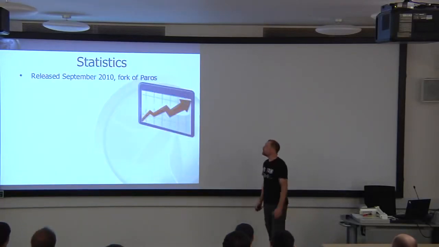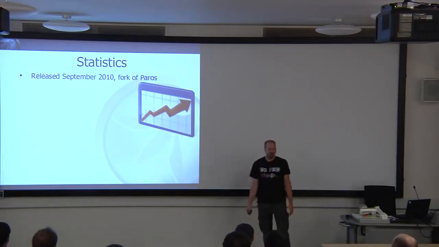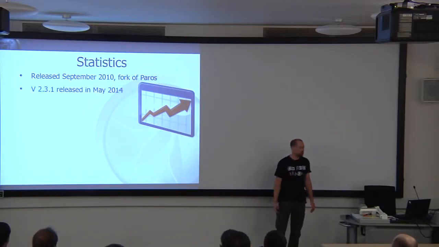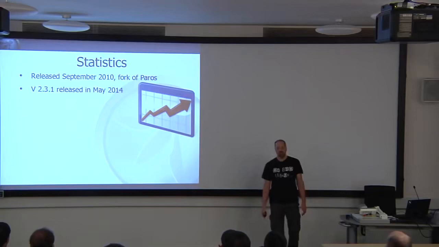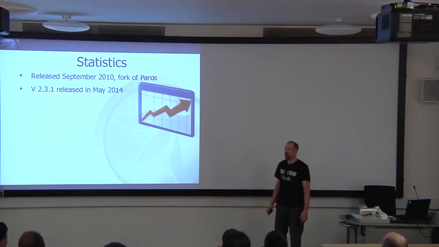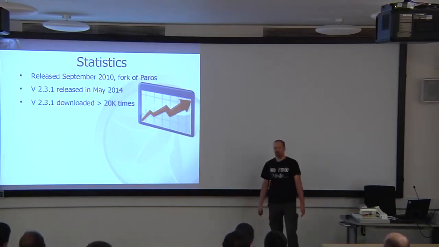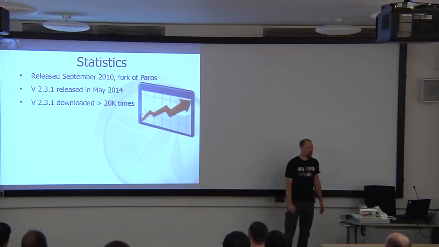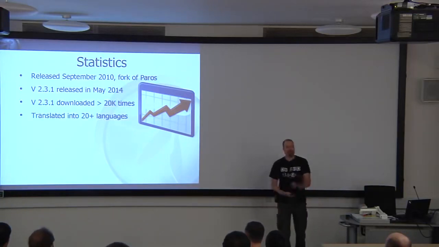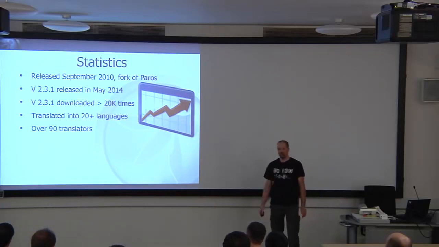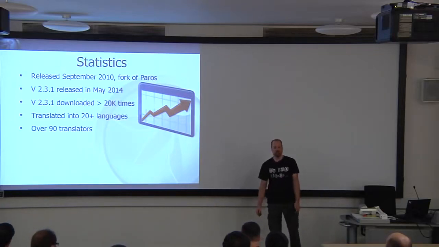A few statistics for you. It was released in September 2010 as a fork of Paros. The last release, 2.3.1, was just over a month ago, and we've already had more than 20,000 downloads, which I'm pleased with. It has been translated, or is being translated, into more than 20 languages. So we have over 90 translators working on ZAP, but we always want more.